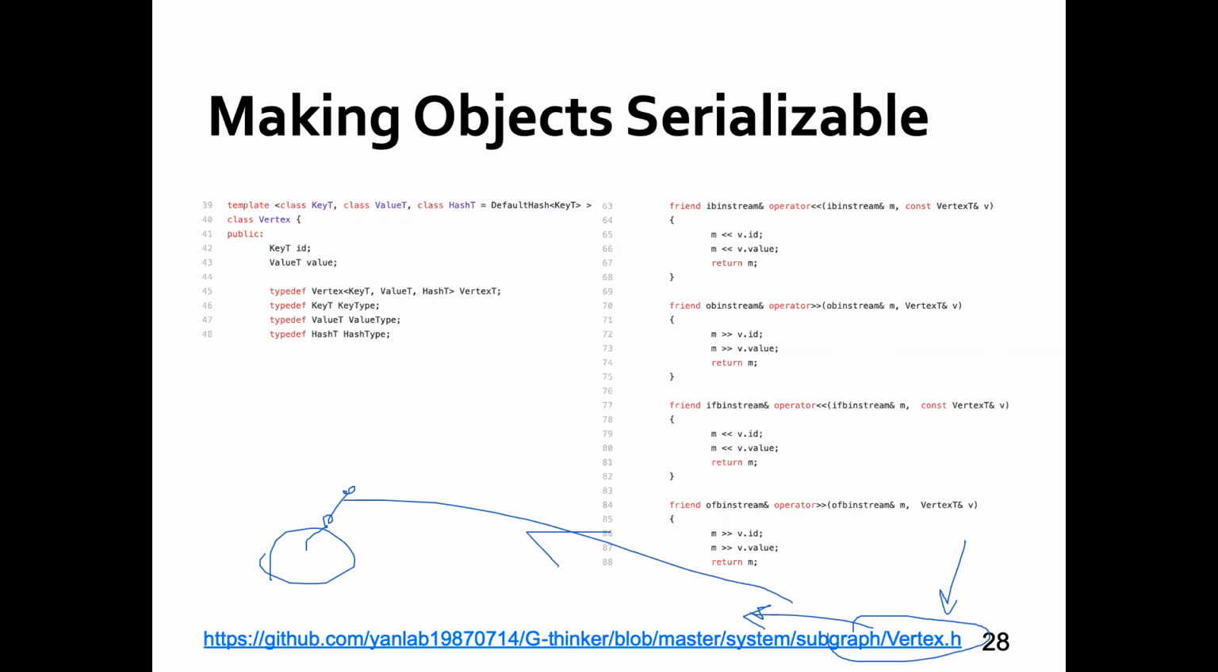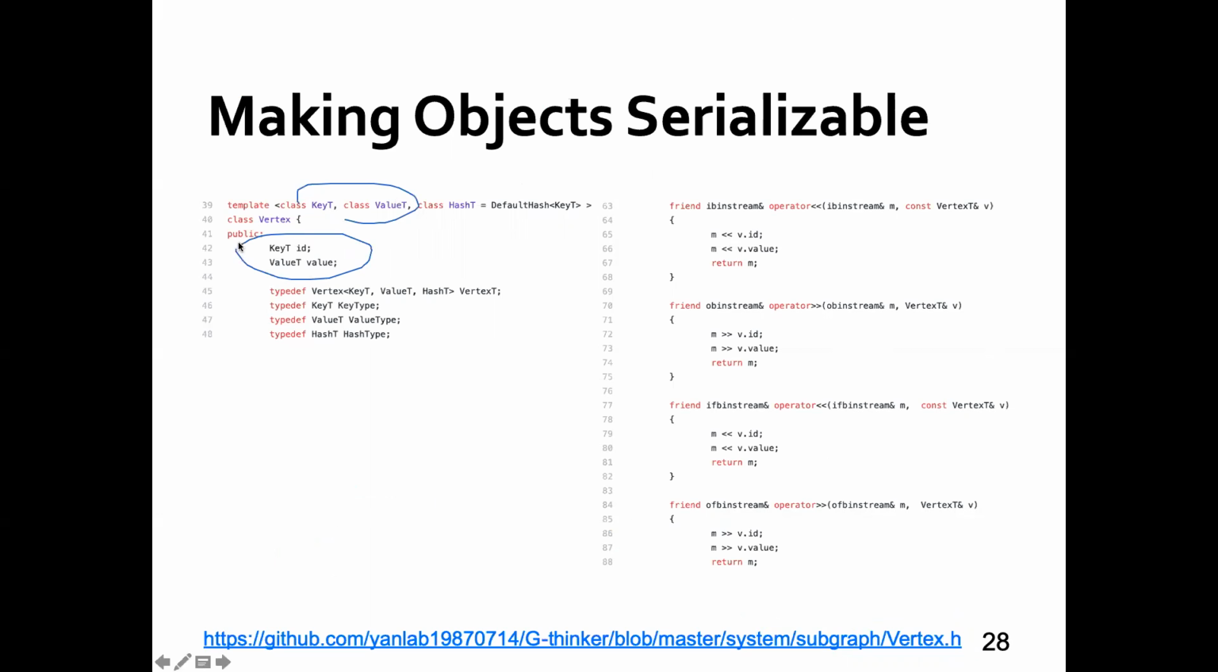So we need to make sure this vertex is serializable. We know that this vertex has two objects like this, and we guarantee the key type K and the value type V should already be serializable. If that's the case, we just do a recursive function: we first serialize the ID and then serialize the value. This can be an input stream or output stream in memory. This can also be on a file, because our task may also have something like subgraphs. If you click this, let me see.